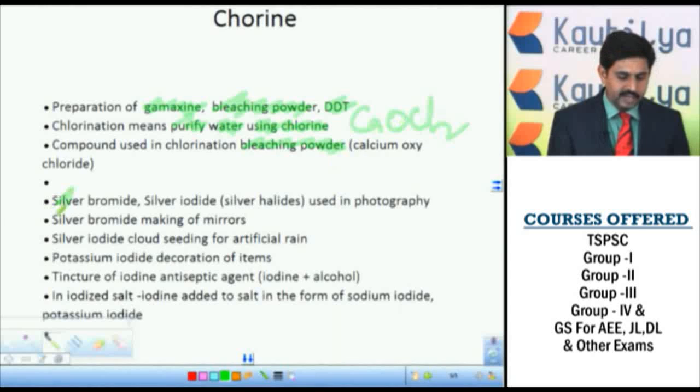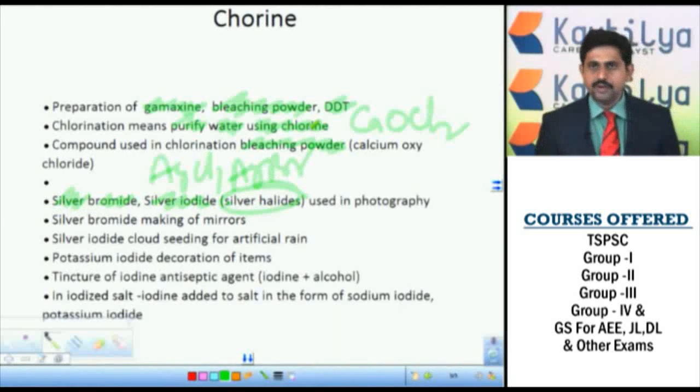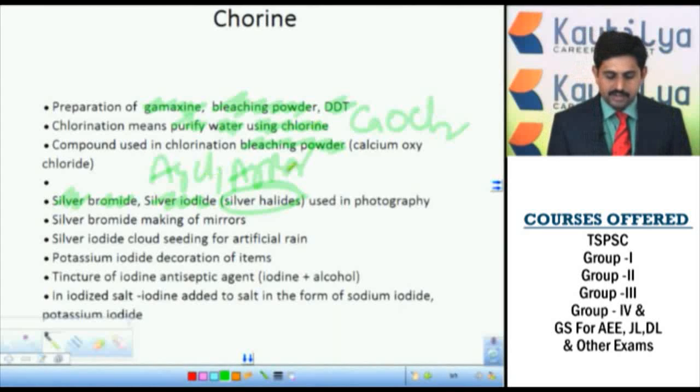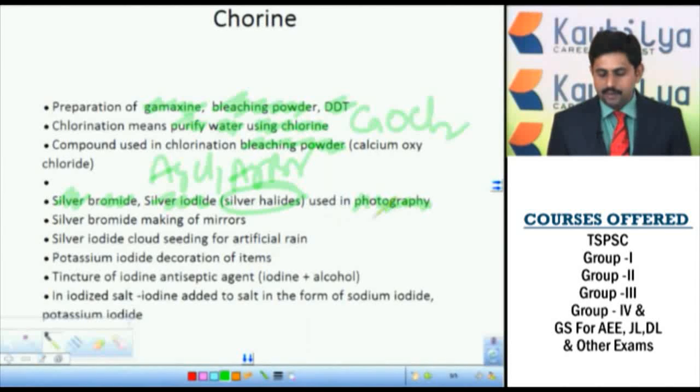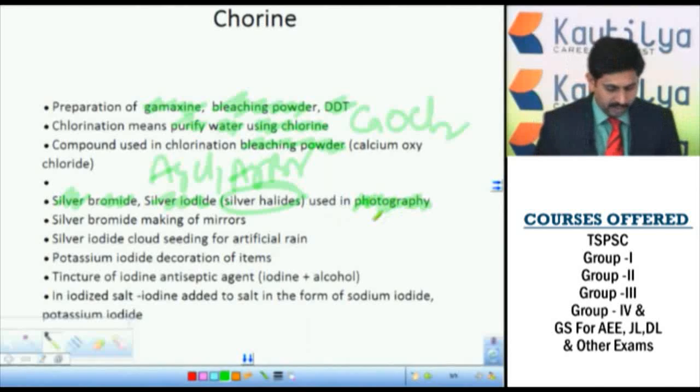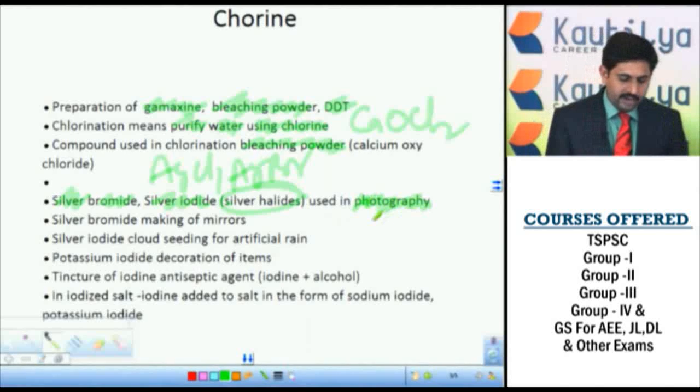Some applications involve silver chloride, AgCl, or silver bromide, AgBr. These are silver halides only. Chlorine and bromine are halogens, so when combined with silver they are called silver halides. Silver bromide or silver iodide are useful in photography. Silver iodide is also used in the making of mirrors, and silver bromide is also useful in making mirrors.